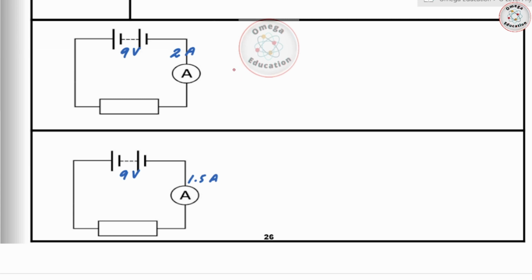Now, first of all, we have to write down the formula that resistance equals voltage divided by current. The voltage or the EMF or the potential difference. In circuits, we don't differentiate between them. Is 9 volts divided by the amount of current, which is 2 amperes, and that would be 9 divided by 2, 4.5, followed by the unit ohms. So the resistance in the first circuit is 4.5 ohm, right?